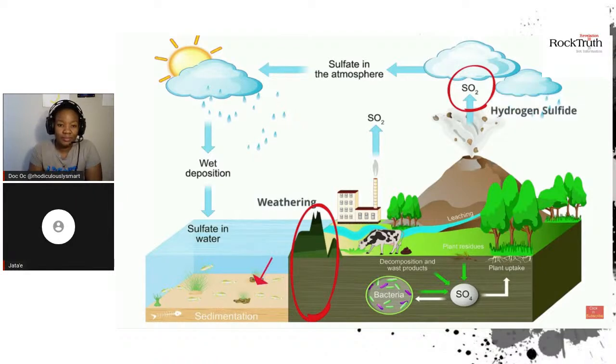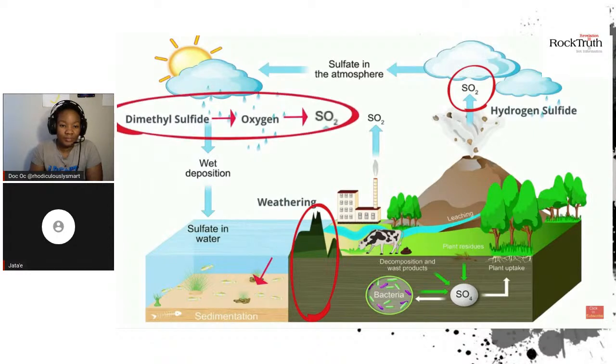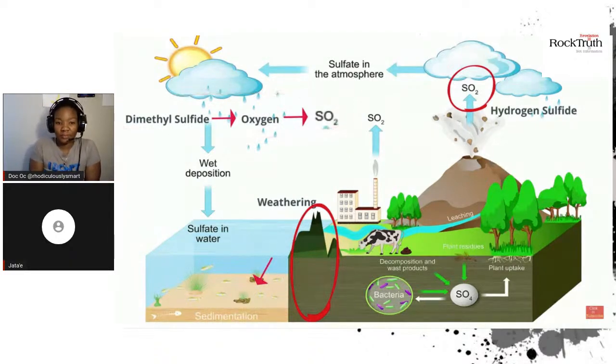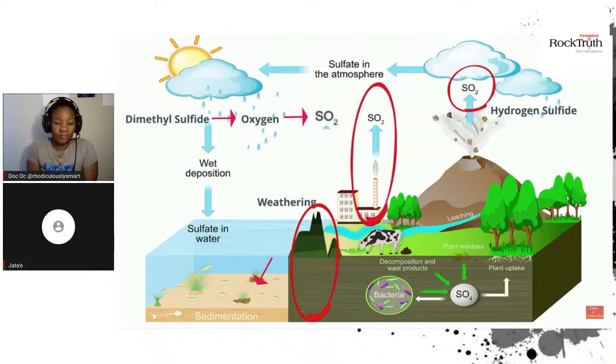Marine algae produce dimethyl sulfide that enters the atmosphere as tiny droplets. Sulfur dioxide gas also forms when dimethyl sulfide reacts with oxygen gas. The burning of fossil fuels also releases sulfur dioxide into the atmosphere.